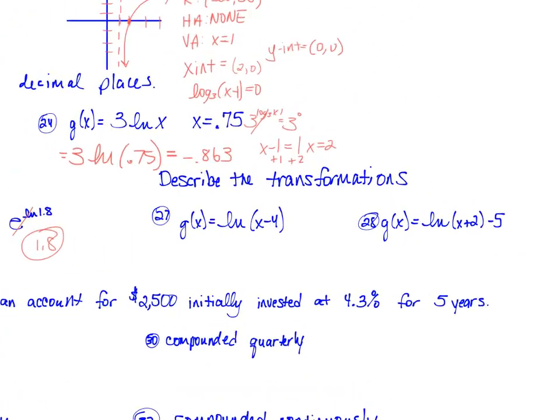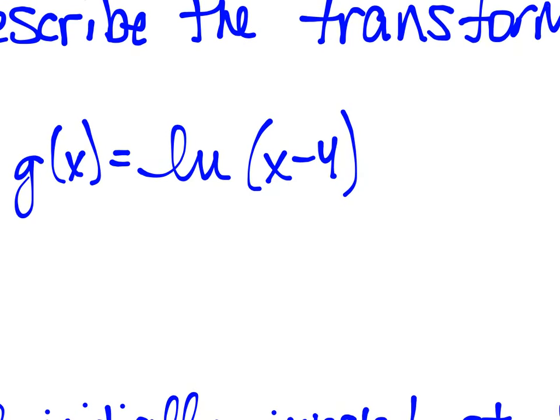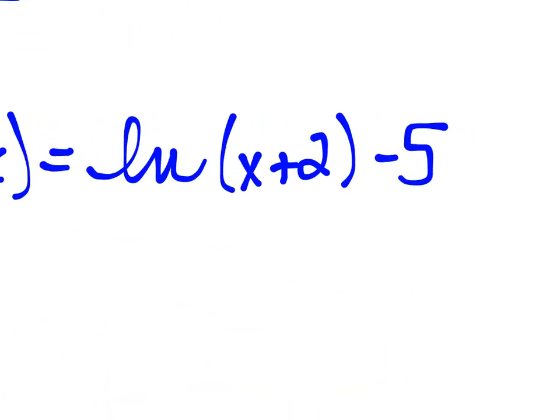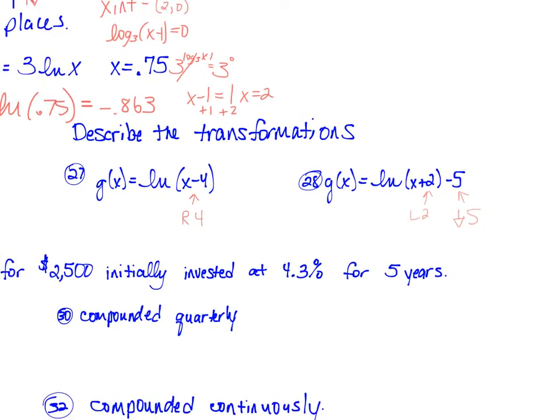Describe the transformations. I didn't ask you to graph this, I'm just describing transformations. If I were to ask you what the range was, you would tell me it's what? Negative infinity, positive infinity. Good. So what is the transformation that occurs right here? It's going to the right. It goes right 4. Could you tell me what the vertical asymptote was? It'd be x equals 4. Good. What's going on here? It's going to the left 2 and down 5. Good. Same kind of transformations that you guys have seen a gajillion times.